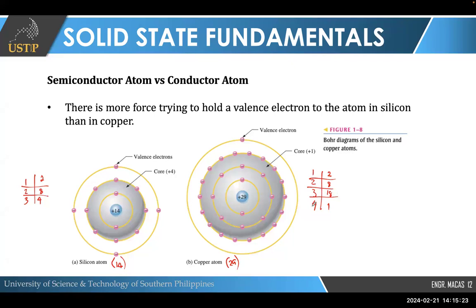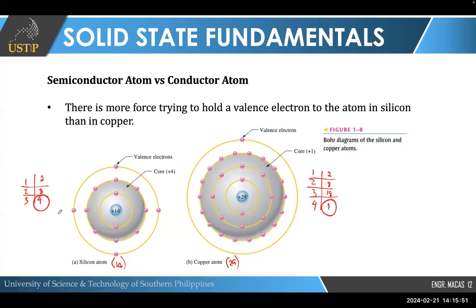So there are so many ways to differentiate the two atoms. First is the number of valence electrons. The number of valence electrons for silicon is 4, and for the copper atom, 1. So just by this, they characterize which is a semiconductor or a conductor. Semiconductor has 4 valence electrons, conductor has 1 valence electron.